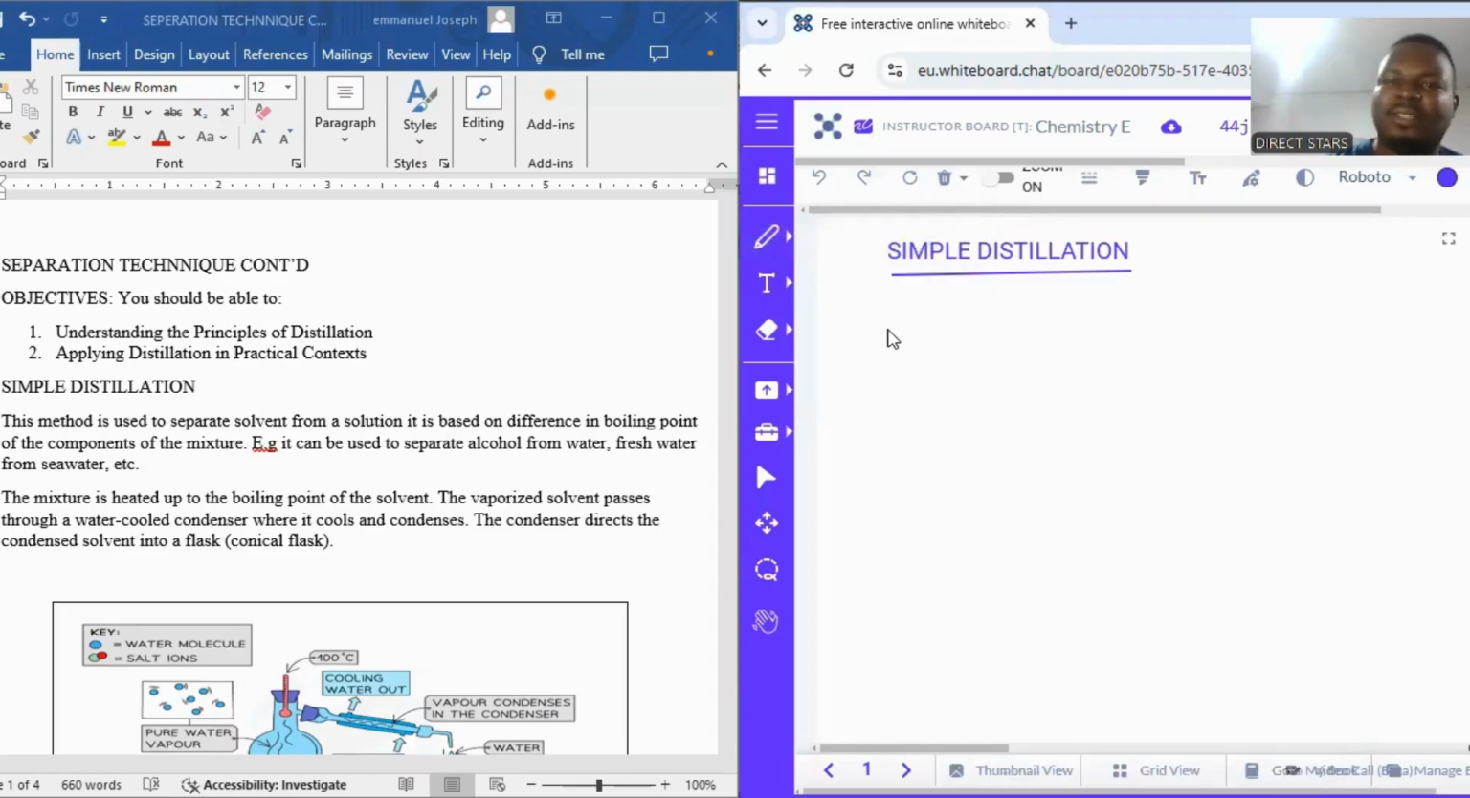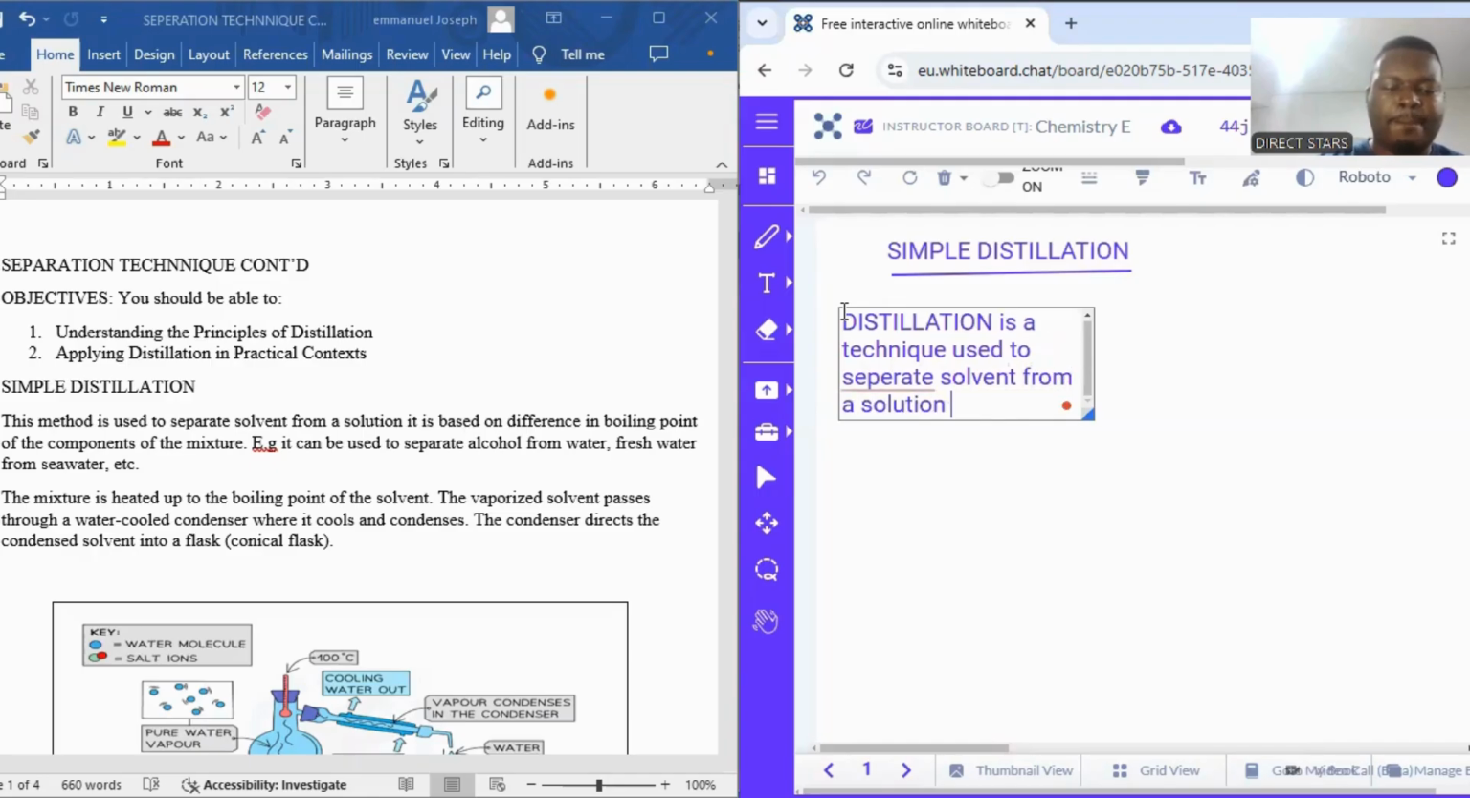So what is simple distillation? What is distillation generally? Distillation is a technique used to separate solvents from a solution based on the difference in boiling points.